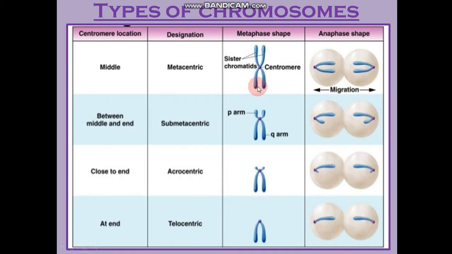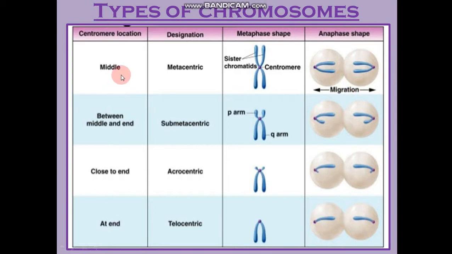So here, this is the metacentric. This column is for centromere location, this is for the name, this is the diagram, and this is the anaphase. What will happen at the anaphase stage? How will they migrate to the opposite poles? What shape will they show at anaphase, when the shrinking of the spindle fibers takes place and the sister chromatids move to the opposite pole? What size will the sister chromatids attain? This will be depicted in this particular column.